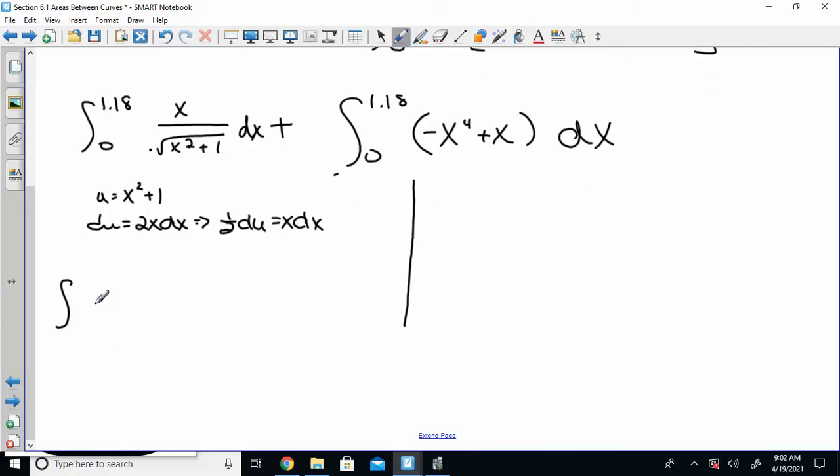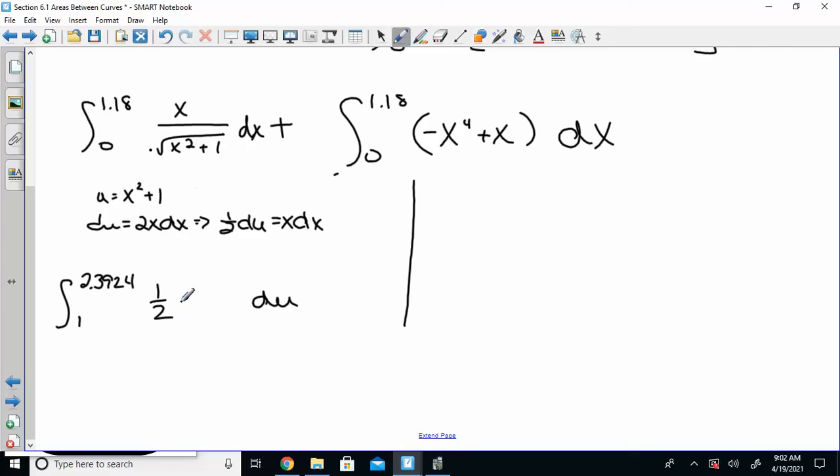Alright, so for my u, let's go ahead and change the limits. If I put in 0, 0 squared plus 1 is 1. If I put in 1.18, 1.18 squared plus 1 is 2.3924. X dx is my 1/2 du.